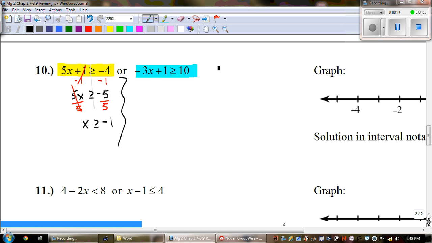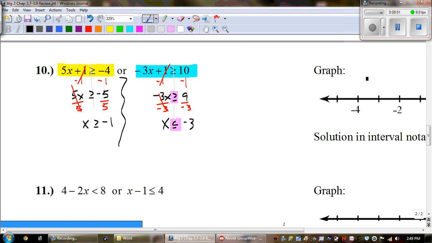Okay, now on the right side, our blue side, we're going to do the same thing. We're just going to solve for x. We're going to subtract 1 from both sides. And we get negative 3x is greater than or equal to 9. And to get the x by itself, I have to divide by a, that's right, a negative. And when we divide by a negative, we have to flip the sign. So the x is by itself, and then we get negative 3. Yep, I didn't flip the sign.